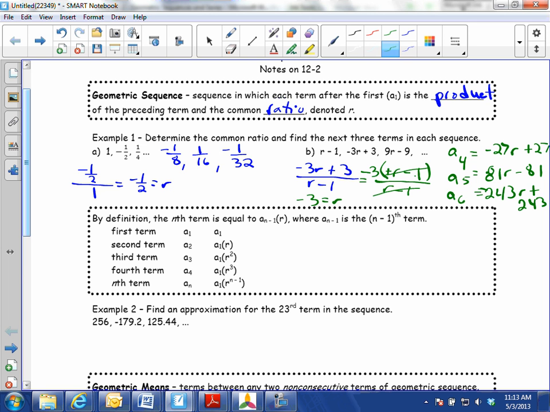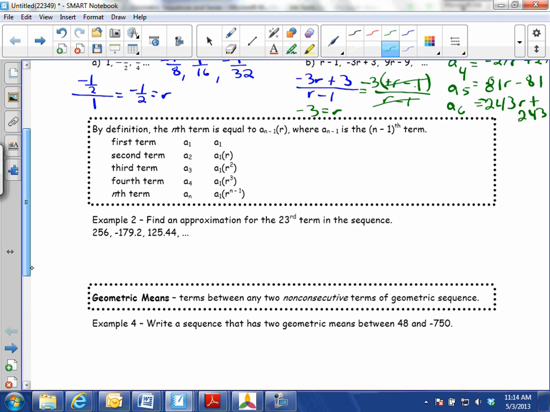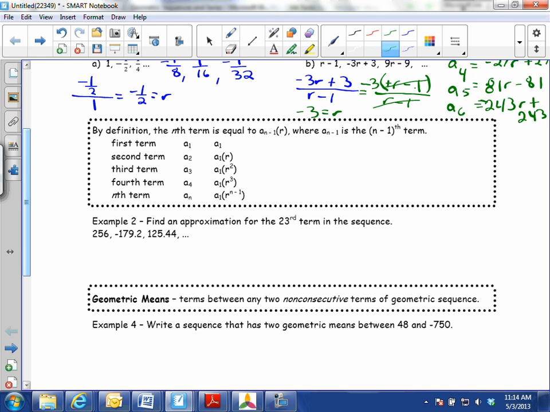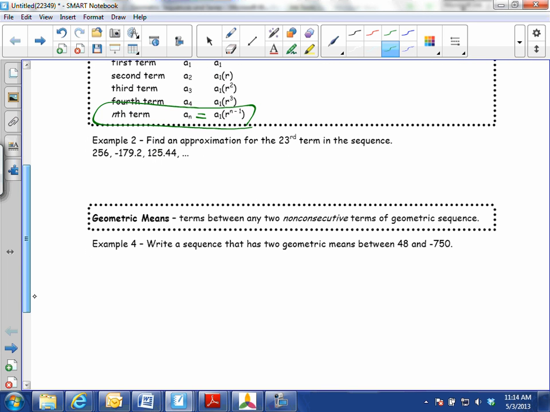Alright. And then just like we did yesterday, instead of just continuing to multiply by the ratio, if we want a specific term, we can use our formula here. Ooh, that's an exponent. n minus 1 is a whole exponent. So example 2 says find an approximation for the 23rd term in the sequence. Before we can do that, we have to find the common ratio. How do we find the common ratio?